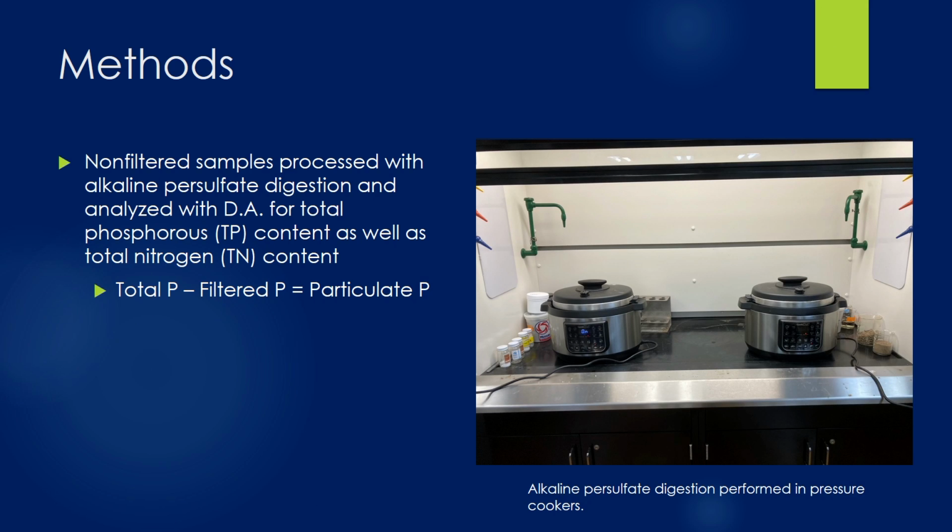Finally, to obtain the total amount of phosphorus within the samples, we had to perform an alkaline persulfate digestion to convert all of that phosphorus tied up in the particulate form into the soluble form. And this was performed in those pressure cookers.